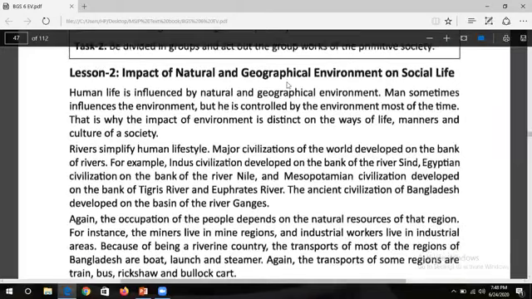Rivers simplify human lifestyle. Major civilizations of the world developed on the bank of rivers. For example, the Indus civilization developed on the bank of the river Sindh, the Egyptian civilization on the bank of the river Nile, and the Mesopotamian civilization developed on the bank of the rivers Tigris and Euphrates. The ancient civilization of Bangladesh developed on the basin of the river Ganges. You know that in our country it is known as the Padma river. In India it is known as the Ganga.